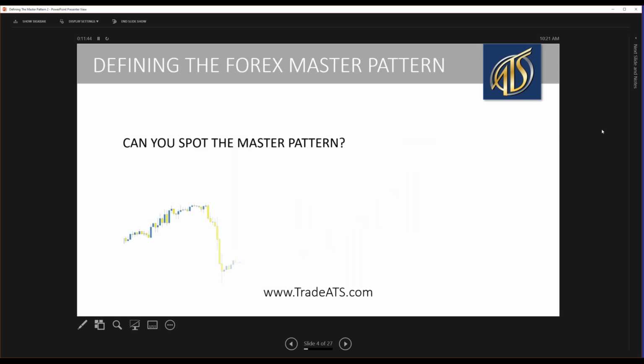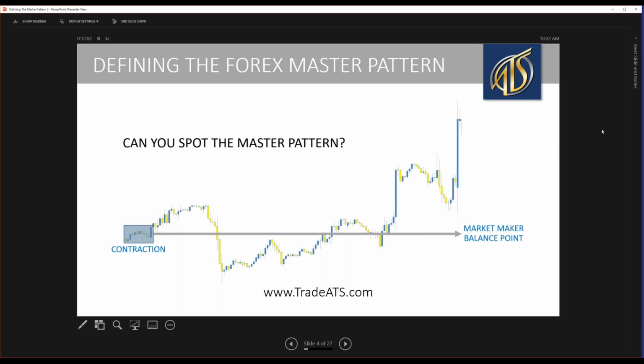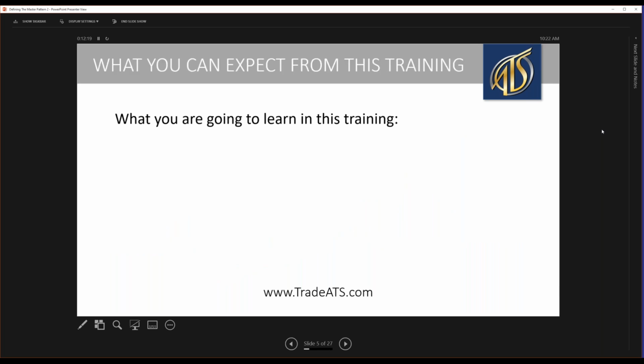Okay, so this is the slide: can you spot the Forex master pattern? And remember, this is going to people that maybe have not seen that yet on YouTube. In here, it looks like just some random bar data, but you can see you have your contraction phase, which is a market maker balance point. Then you have your expansion phase, then it settles above, and then you got your trending phase. So, just to emphasize, the pattern is out there. It does happen. You just have to be able to spot the components of it to accurately map it out, which is what we're going to get into here in a second.